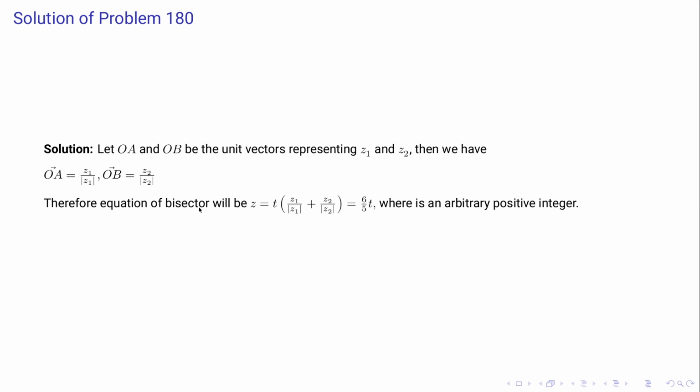So with this, we come to the end of the 18th set of problems on complex numbers.